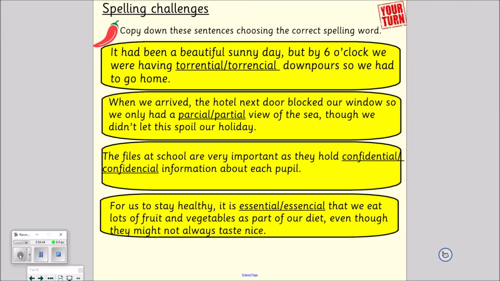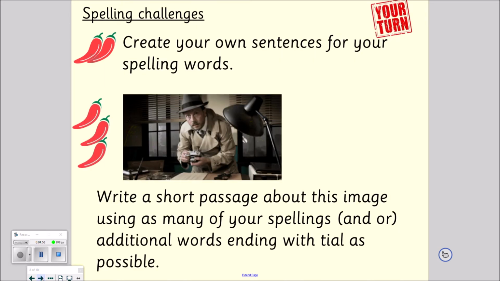The files at school are very important as they hold confidential information about each pupil. For us to stay healthy, it is essential that we eat lots of fruit and vegetables as part of our diet, even though they might not always taste nice. Two chilli. Can you create some of your own sentences using your spelling words? And three chilli. Have a look at this image. Could you write a short passage, again thinking of your own sentences, to describe the picture by including as many of your spelling words as possible, and maybe as an extra challenge, any additional words ending in the shull tial ending.